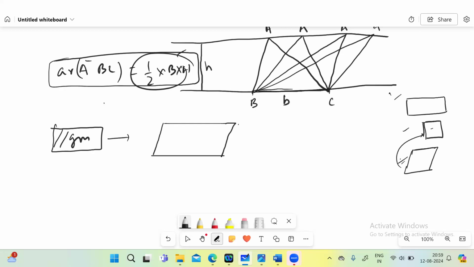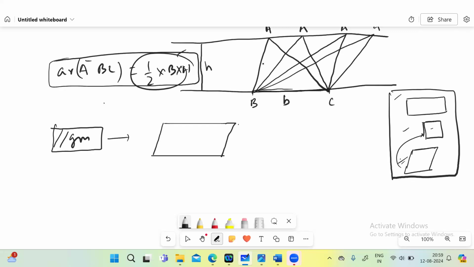So you need to remember this, that a parallelogram is the parent figure. All the quadrilaterals whose opposite sides are parallel will be called parallelograms also.